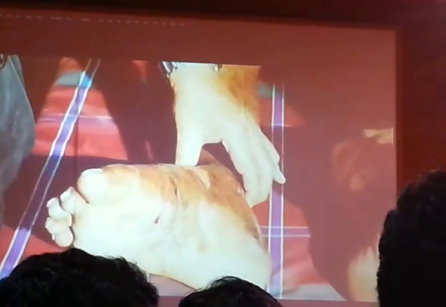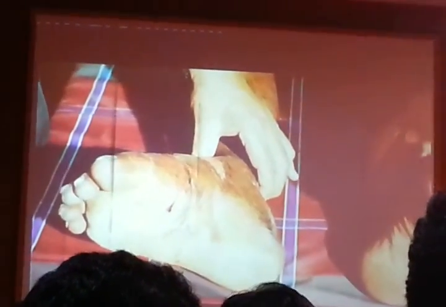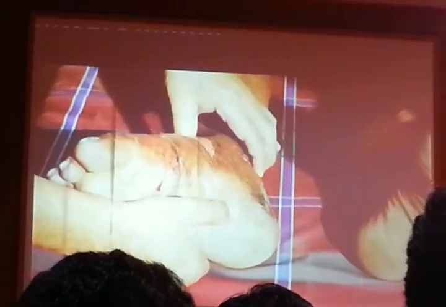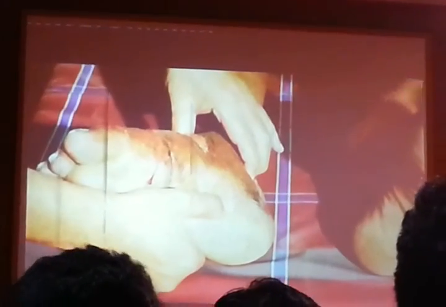How many people know what is check-rein deformity? Dr. Gautam has just told. Anyone in the house? Everybody says yes. Nobody knows. What is check-rein deformity?